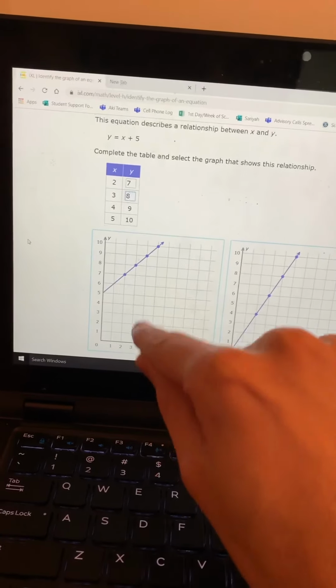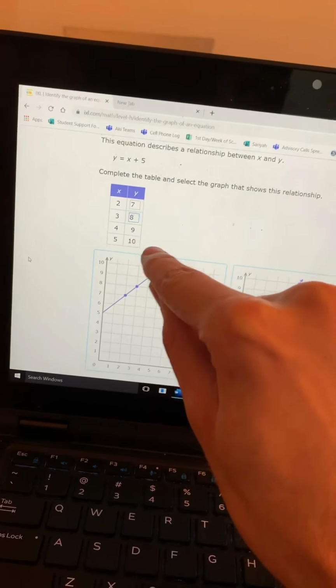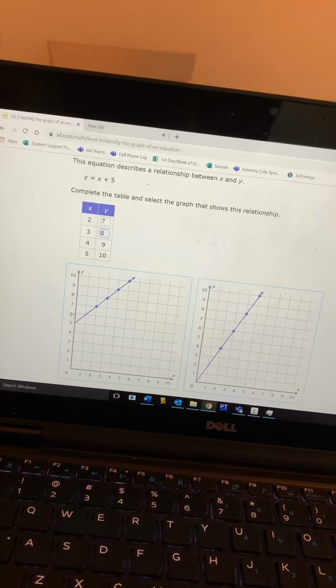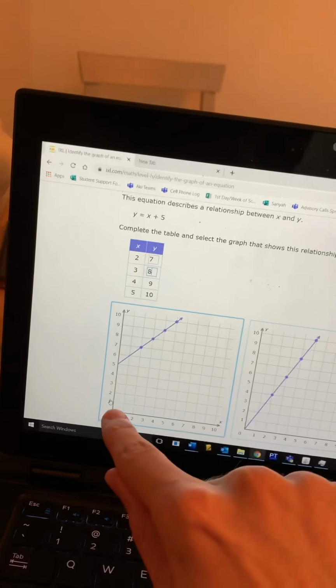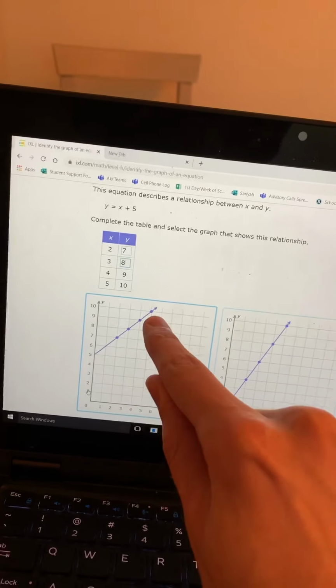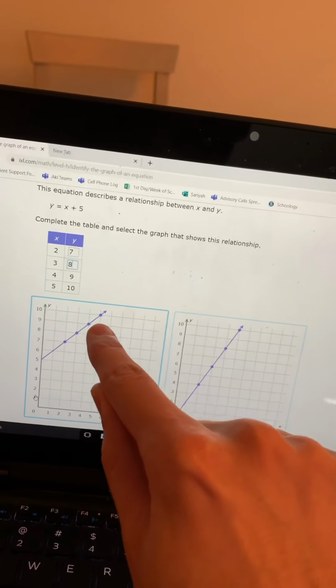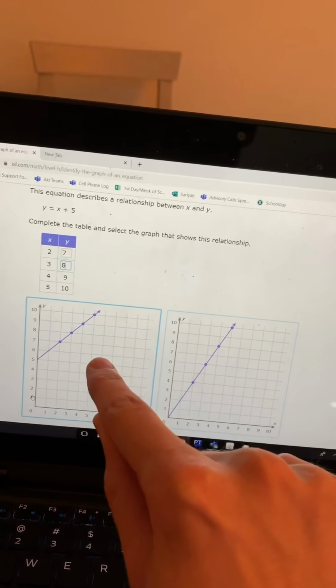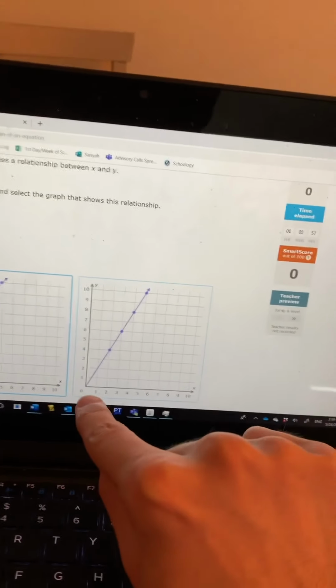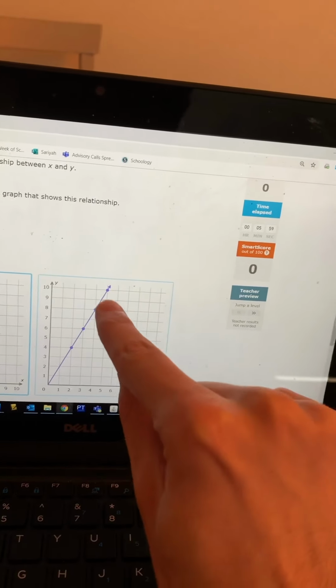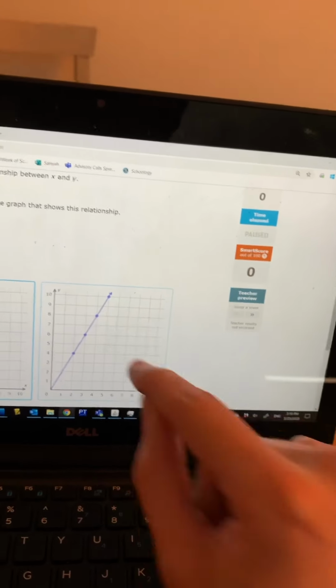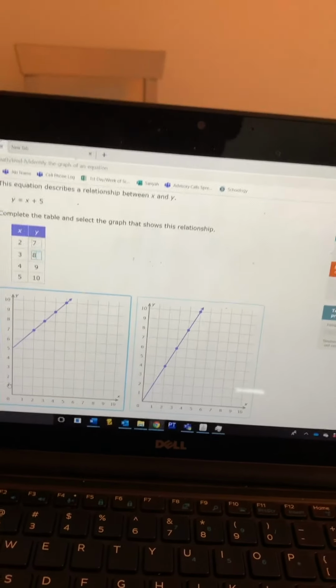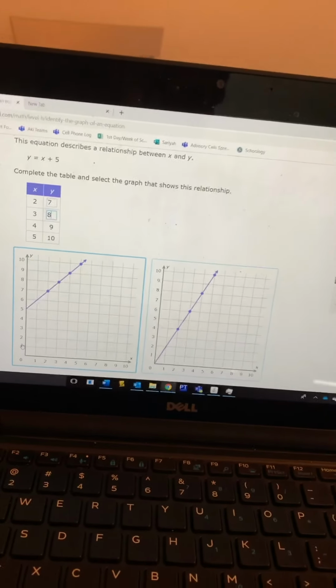So let's see. This table says 5, 10. So I need to make sure my graph has 5, 10. So I'm going to go over 5 and then up 10. There is a point on 5, 10. So this one might be the right graph. So let's go over on this one. So over 5, up 10. Uh-oh, this one also has that point. So we can't decide which one it is yet.